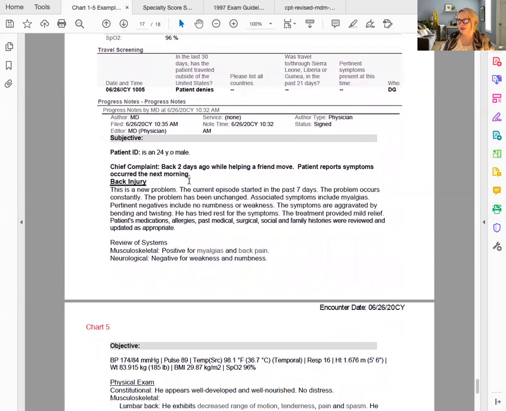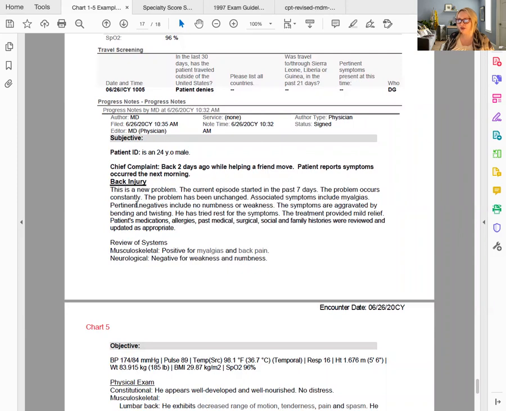And your provider pulls in much of the same information that's already been listed, but in their own words. You have duration of how long they've had the back pain and the context of what was going on. They reported symptoms the next morning, which is actually a timing element because they're telling us what time of day they started having problems. It's a new problem. Again, they're repeating some of the same things. It occurs constantly. Associated symptoms include myalgias, so there is associated signs and symptoms.